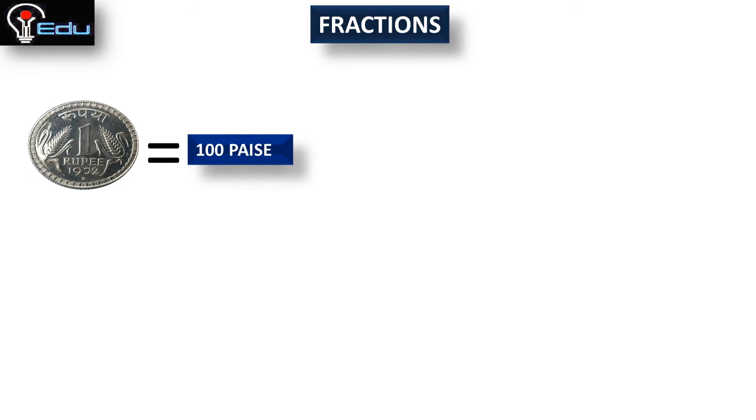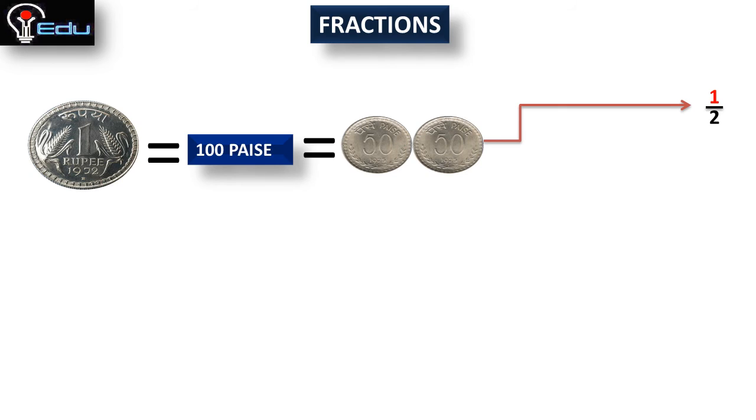That is, 1 rupee is equal to 100 paisa. 1 whole rupee is divided into 2 parts, that is 50 paisa and 50 paisa, and these 50 paisa are represented with the fraction 1 by 2. One part is represented with 1 by 2, so 1 in 2 parts.